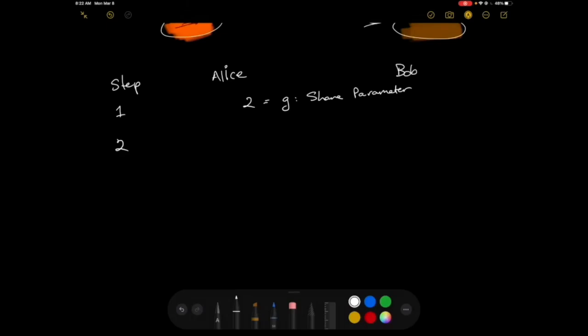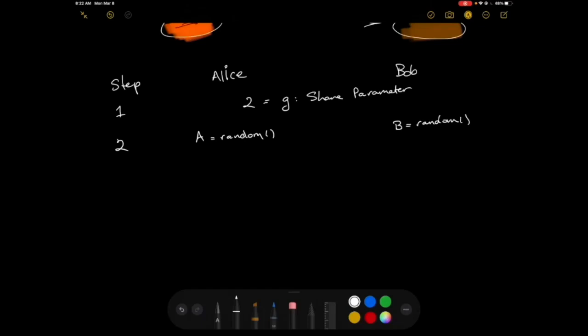So in the second step, what Alice is going to do is generate a secret number. We'll just say A is Alice's secret number. The way she's going to generate this is from some random source, so it's truly random and secret. And Bob will do the same thing. He'll also generate a secret number B that is random. And these are large random numbers, so very hard to guess.